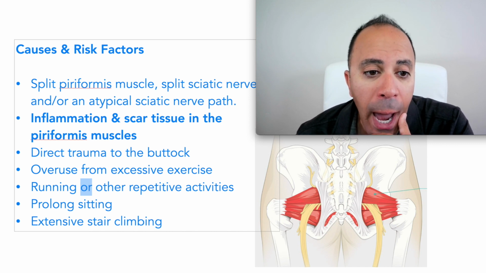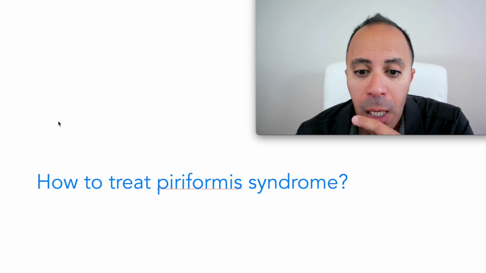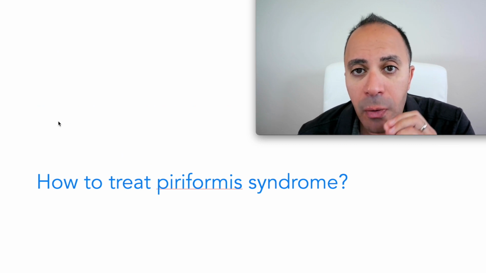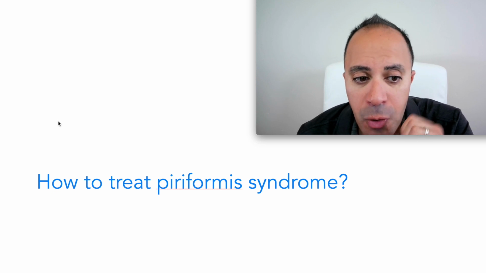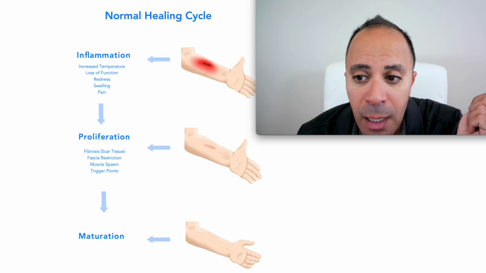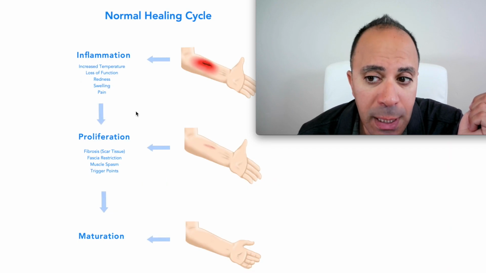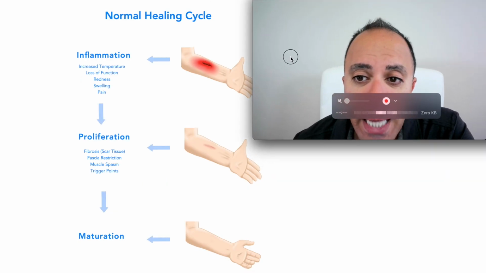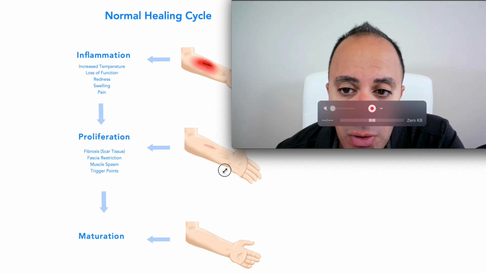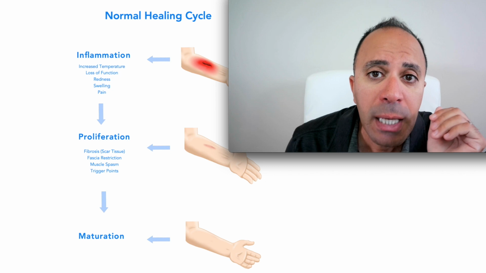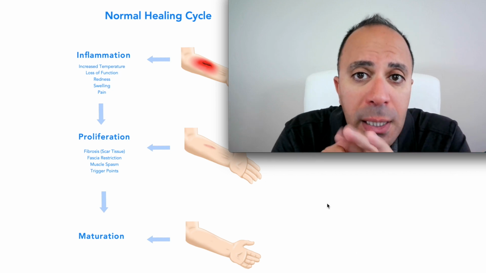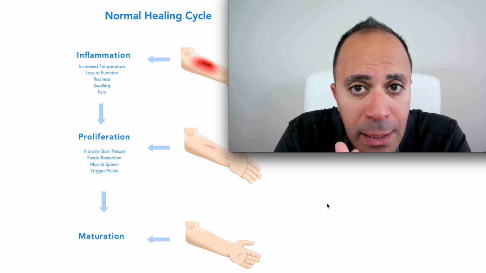So, how do we treat piriformis syndrome? To really treat the source of the problem, we need to understand the normal healing cycle, so we really get to the root cause. Briefly, I'm going to go over the normal healing cycle and how to work on each of these stages. Our body has to go through three stages in order to heal. The first stage is inflammation. That's when you start to have swelling, redness, and blood starts to rush to that area.